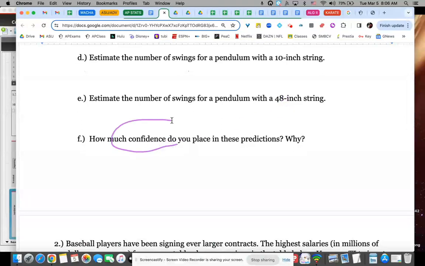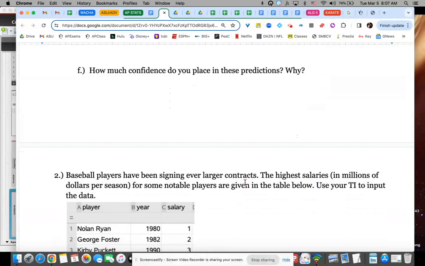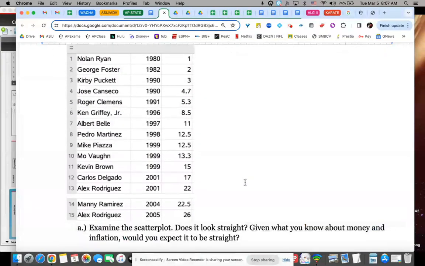And that's what it's talking about here in this next part, F. I have really high confidence with the 10, even though I could do a confidence interval for the prediction, which we've looked at a little bit. But I would have very low confidence with any kind of prediction at 48 because it's outside my domain.